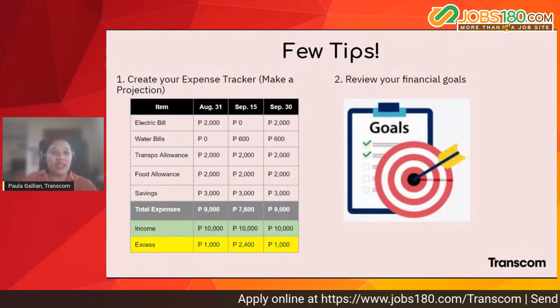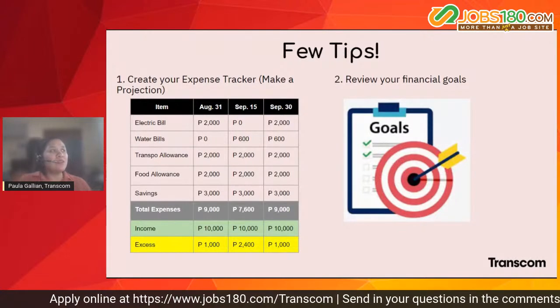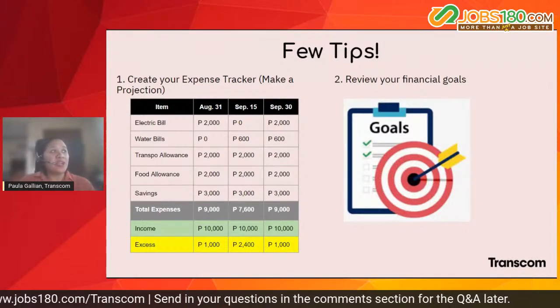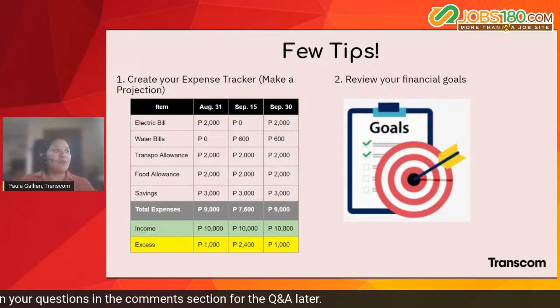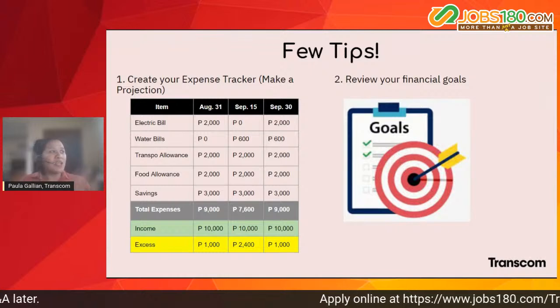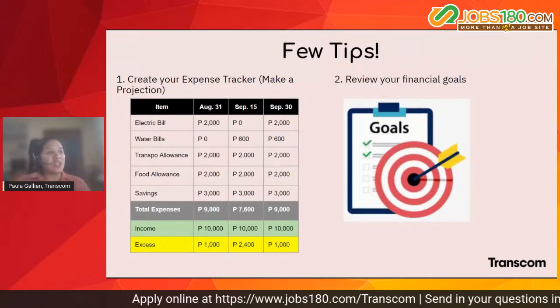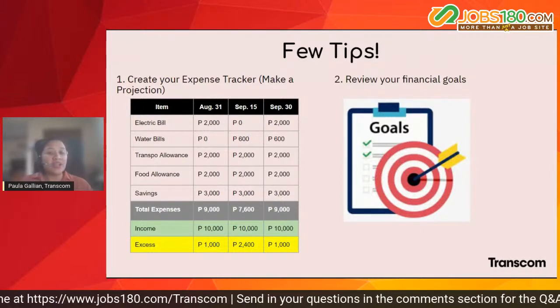So we're about to end with a few tips lang that I wanted to share. So this is just an example of what I am doing personally, right? So one is to create your expense tracker. So make a projection. Like, for example, sorry, medyo recently lang. So August 13 payout, for example. Here are the bills that you currently have: your electric bill, water bills, transport allowance, and then your food allowance. And I also included here the savings.